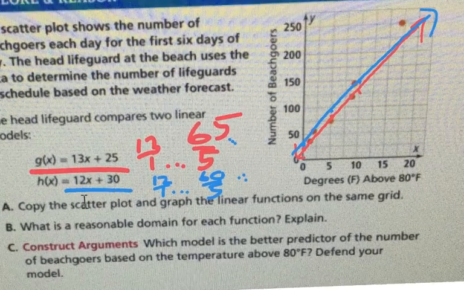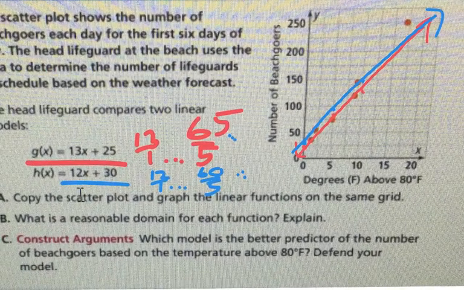So it says, what is a reasonable domain for each function. So this is what they're talking about, reasonable domain. So what's the question about? The question is about temperature at the beach, right? And the domain, does anybody know what domain means?